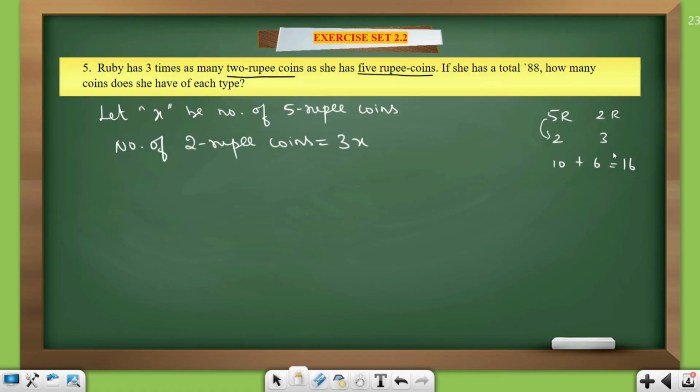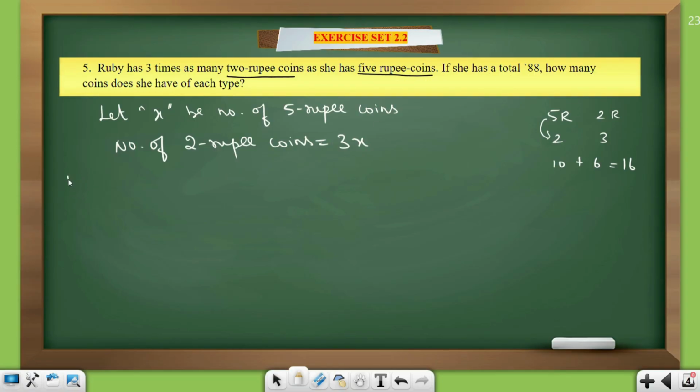Similarly here, the number of 5 rupee coins is x, so we need to multiply this x with 5. And the number of 2 rupee coins is 3x, so we have to multiply this with 2, so that we can get the total of rupees 88.